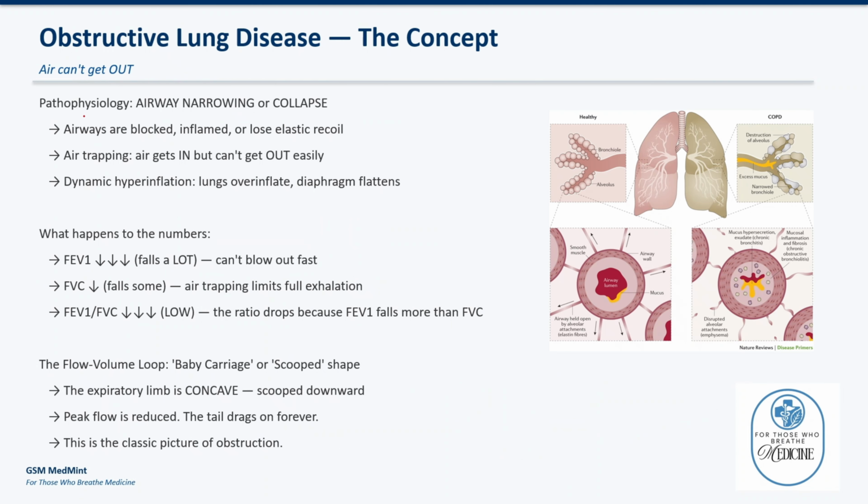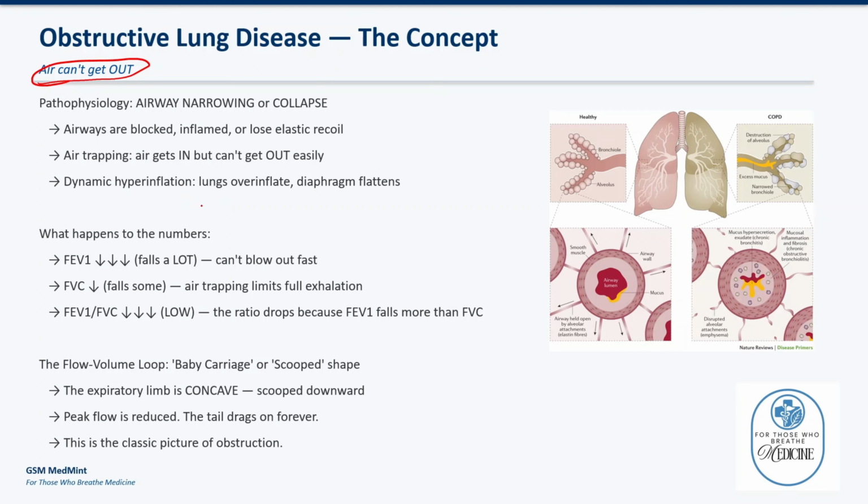The obstructive lung disease, the concept is simple. The air cannot get out. The pathophysiology is airway narrowing or collapse. The airways are blocked, inflamed, or have lost the elastic recoil. In emphysema, the alveolar walls are destroyed. The tethering that holds the airways open is gone. They collapse during expiration. In chronic bronchitis, the airways are inflamed and narrowed by mucus. And in asthma, smooth muscle bronchospasm narrows the airways.